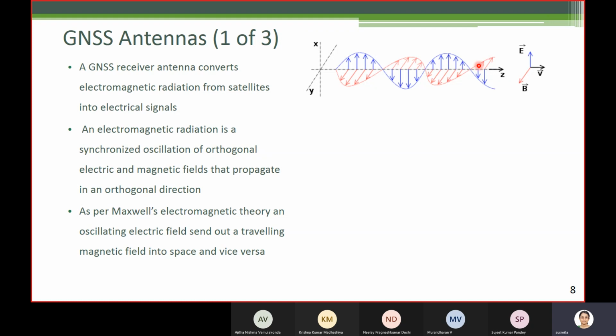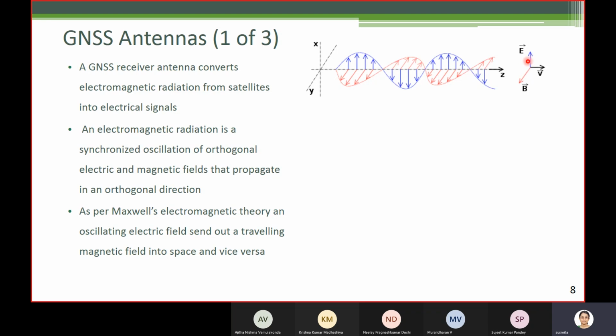Later we'll see that the polarization of the electromagnetic radiation is important. A polarization actually is determined by the orientation of the electric field. If the electric field is fixed in space, it is called linear polarization. So as the waves travel, the orientation of the electric field does not change. It is fixed. If it is vertical, it is vertical. If it is horizontal, it is horizontal.